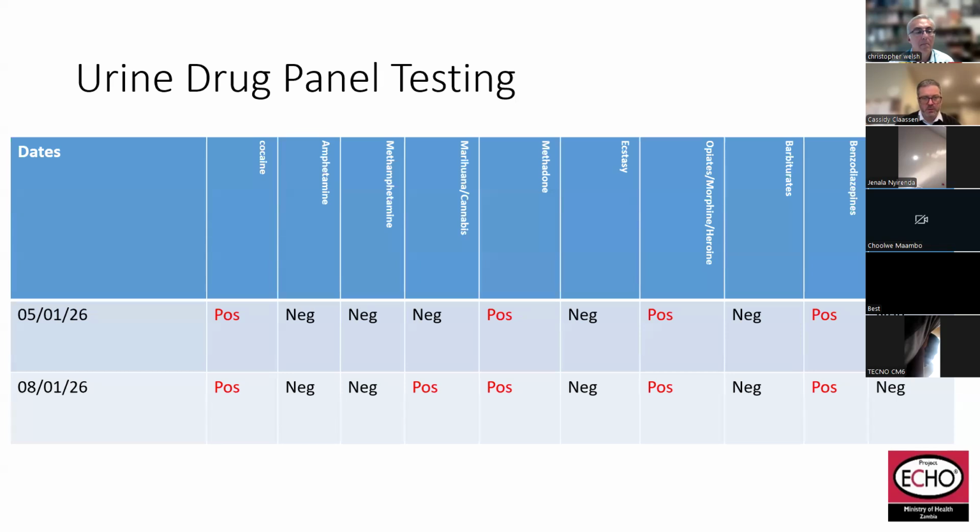and tricyclics negative. So on the 8th, he already skipped 2 days from the 5th and came on the 8th. On the 8th, cocaine again was positive. Amphetamines and methamphetamines were negative. This time, marijuana was positive as well as methadone. Ecstasy was negative, just like before. Opiates were still positive, barbiturates were negative, benzodiazepines were positive, just like before, and tricyclics negative.